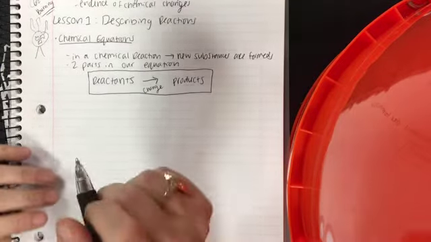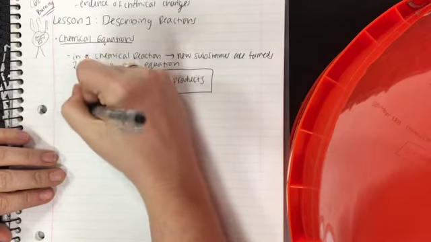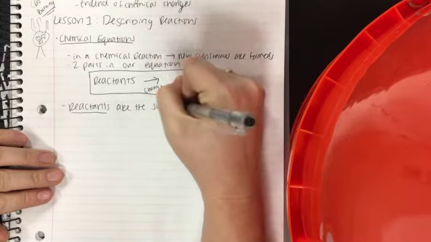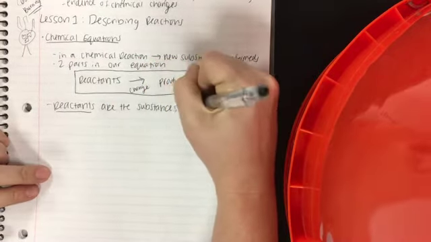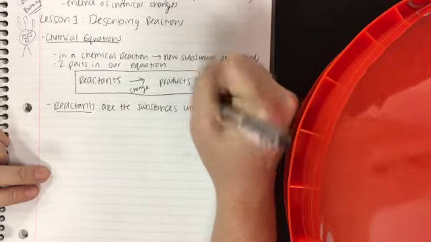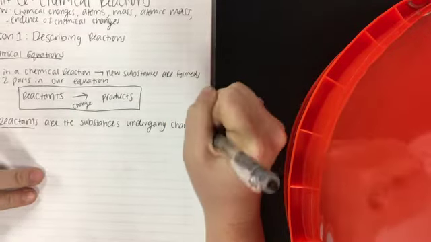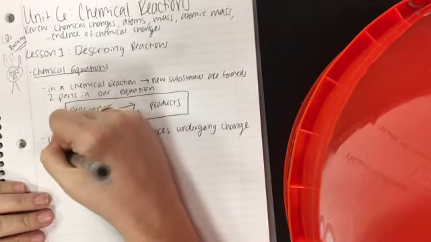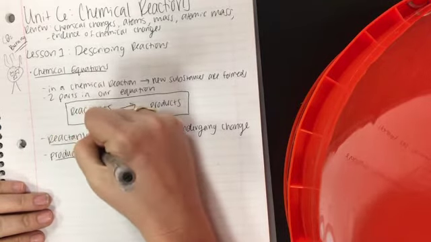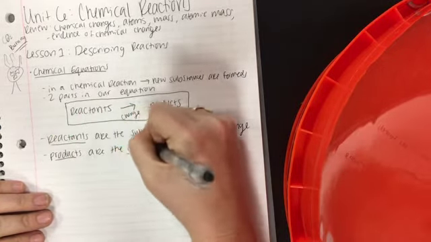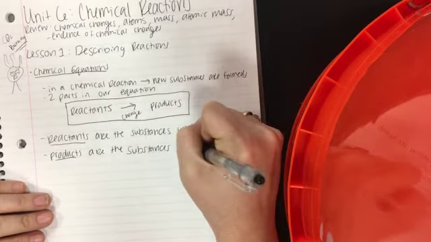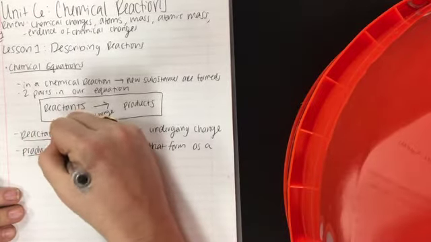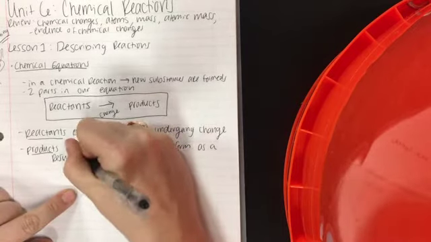All right, so reactants are the substances undergoing change. So they are what is actually going to be changed in the reaction. And products, these are good vocab words, are the substances that form as a result of, or because of, the chemical change.